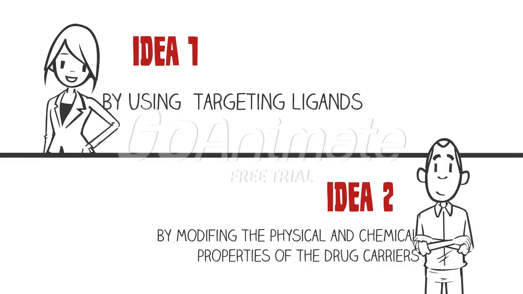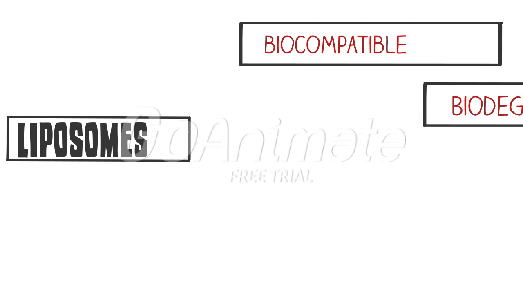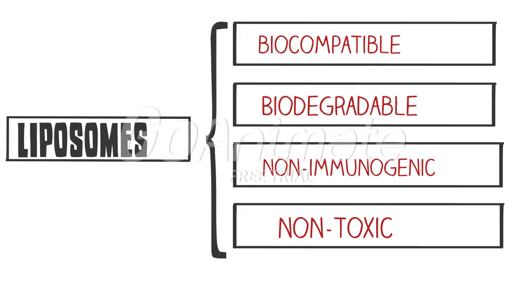Idea 2 is basically passive targeting. In passive targeting, we will modify some of the physical and chemical properties of the drug carrier so that it will be circulating most of the time in the body by escaping the body defense system, and at last it will eventually combine with the tumor tissue and release the drugs. Now I am going to explain about liposomes, and also I will explain how liposomes act as drug carriers.